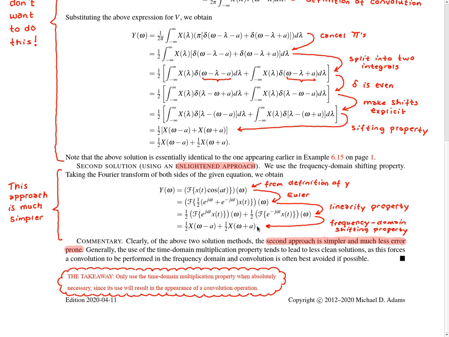Although we've solved the problem given in this example using two different approaches, it's evident that these two approaches are not equally good. In particular, the second of these approaches, namely the one based on the modulation property of the Fourier transform, is vastly superior. Not only does it lead to a much shorter solution, but the steps required to arrive at the solution are also much simpler and therefore less error-prone.